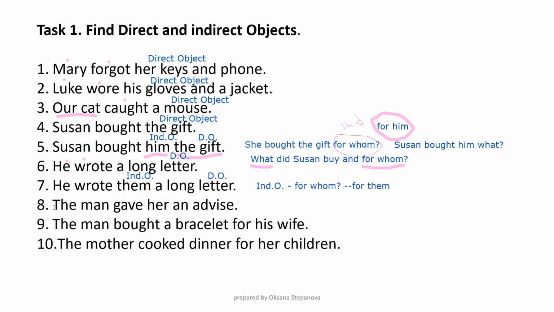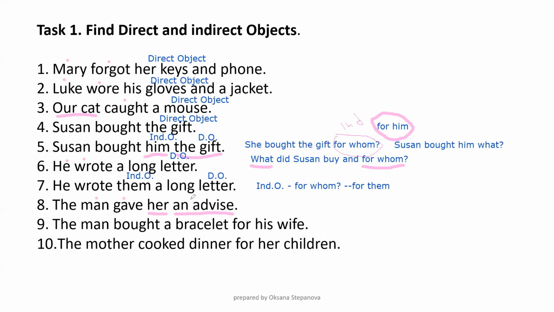Number eight, the man gave her an advice. The man is a subject, right? Gave, verb in past tense. Then we have her and we have an advice. We have two objects here. Now look again. This is not a secret, but I can tell you that straight after the verb gave or give, we have the indirect object, the recipient of the direct object.